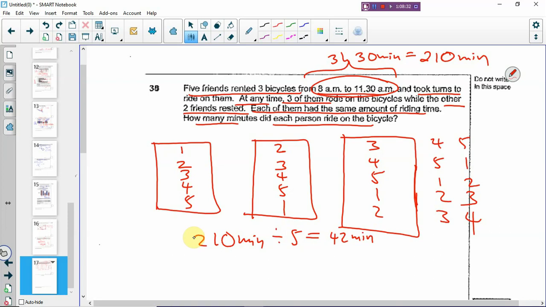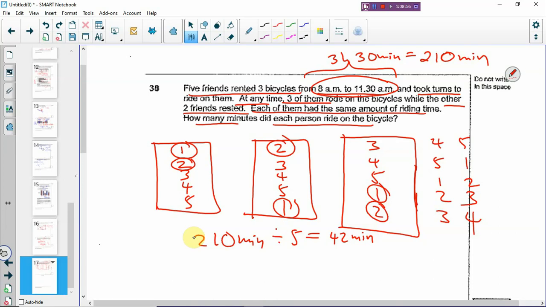And then you look at the diagram. Each person rides how many times on the bicycle? So you look at the first person. The first person rode 3 times. And then how about the second person? The second person also rode 3 times. So everybody will have rode 3 times, right? So each person will have sat on the bicycle 3 times.